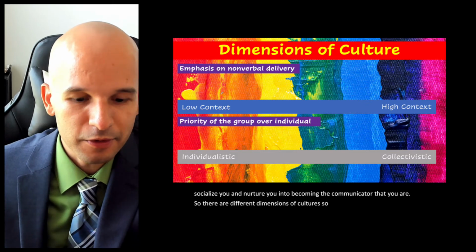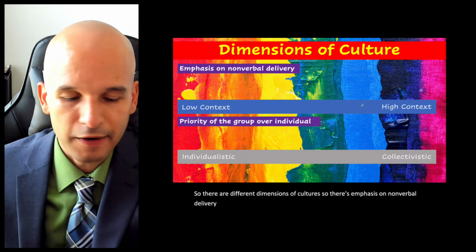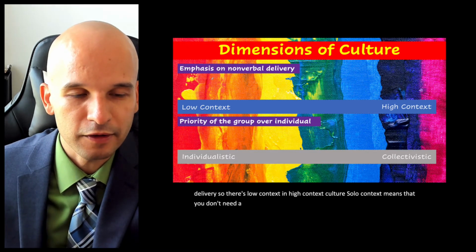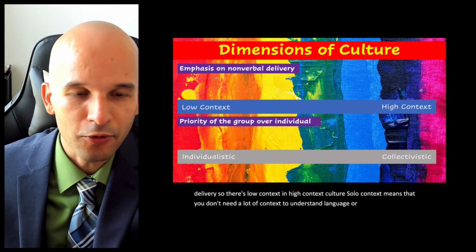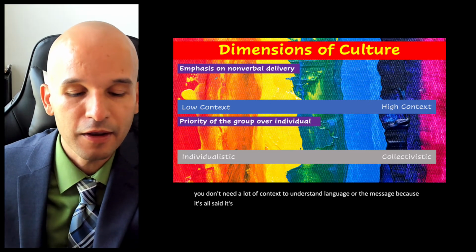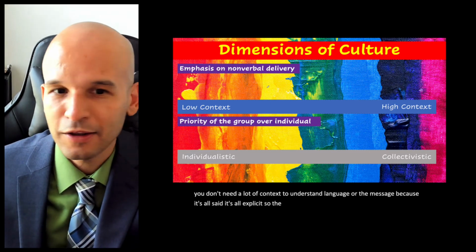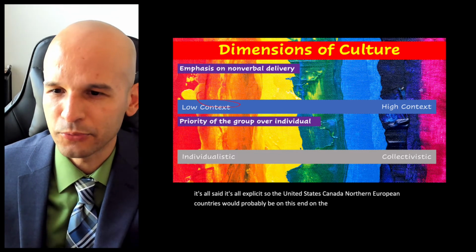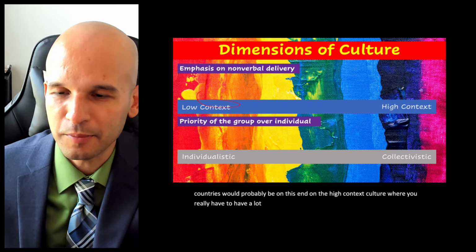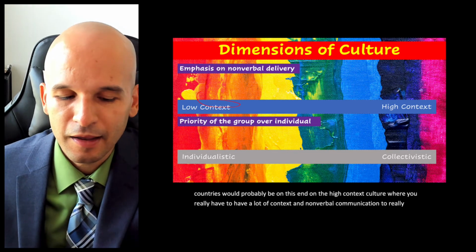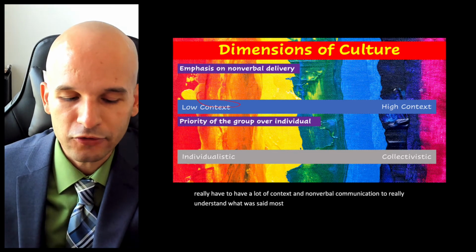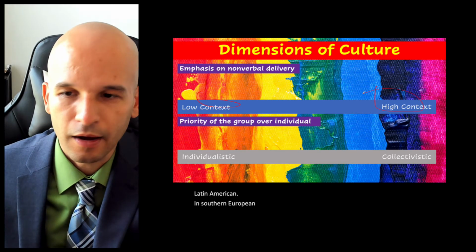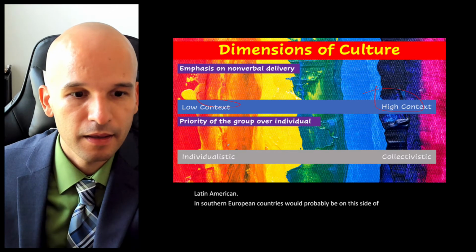So there are different dimensions of cultures. So there's emphasis on nonverbal delivery. So there's low context and high context culture. Low context means that you don't need a lot of context to understand the language or the message because it's all said. It's all explicit. So the United States, Canada, Northern European countries would probably be on this end. On the high context end, where you really have to have a lot of context and nonverbal communication to really understand what was said, most Asian countries, the Middle East, Latin American, and Southern European countries would probably be on this side of the spectrum.